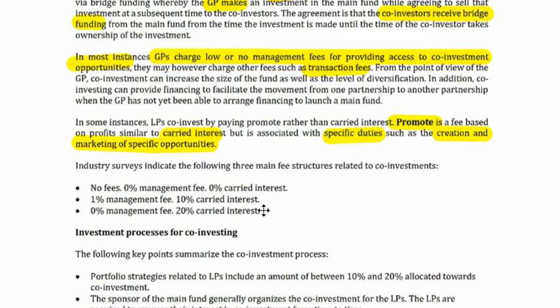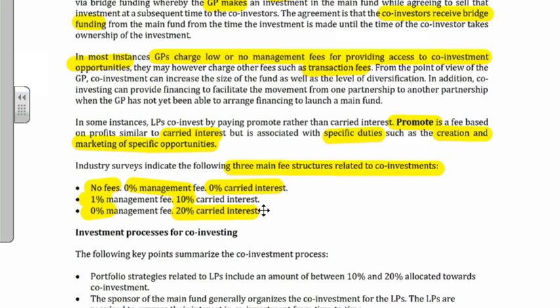When looking at co-investments, let's look at the three main fee structures. 0 management fees and 0 carried interest. Doesn't seem like much fun. 1% management fee, 10% carried interest. No management fee and 20% carried interest. What you can see from over here is that in most instances, there's very little in the way of management fees.